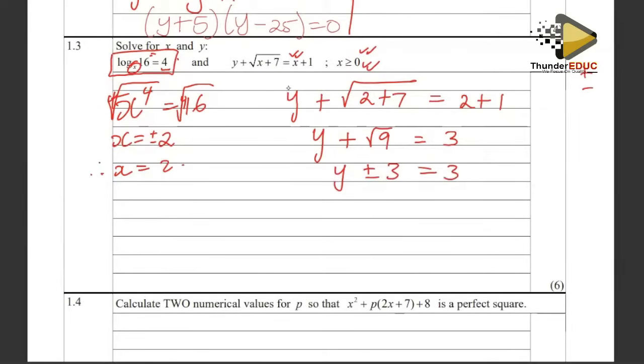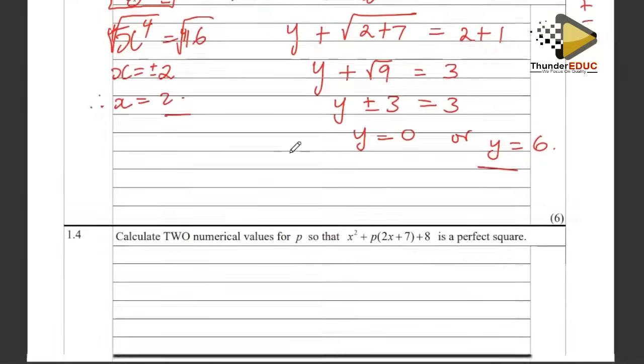So y plus minus 3 should give us 3. Then if I focus on the positive and I move it that side, y is going to be 0. Or if I focus on the negative, then my y is going to be 6. So basically that is what I'm ending up with as my solutions for that question. It's a bit tricky, but that's what we would have done.